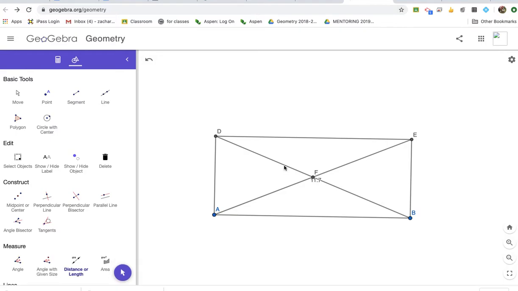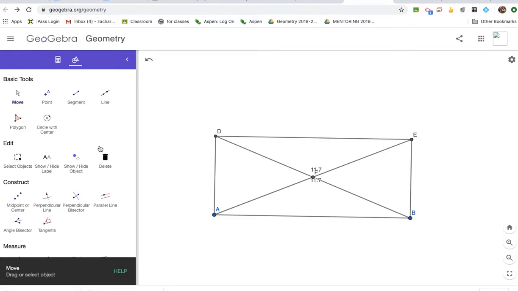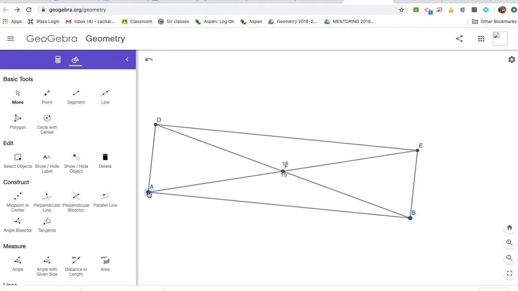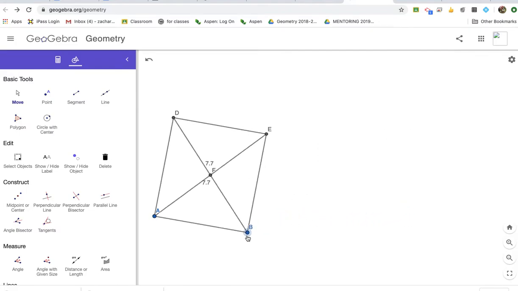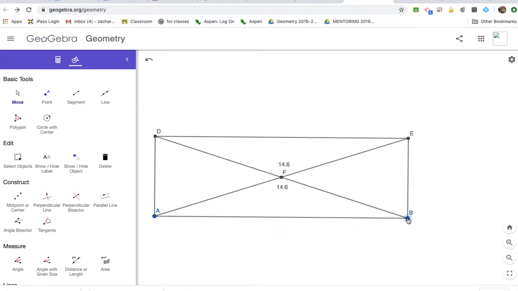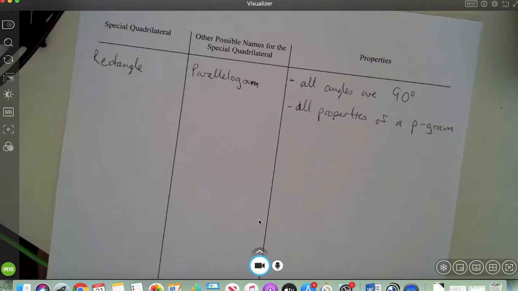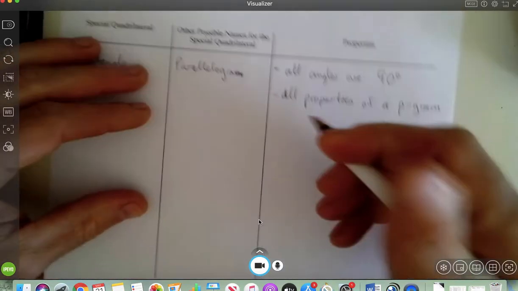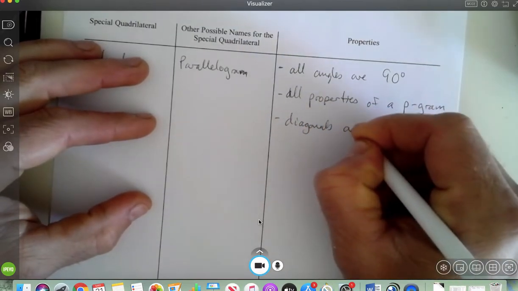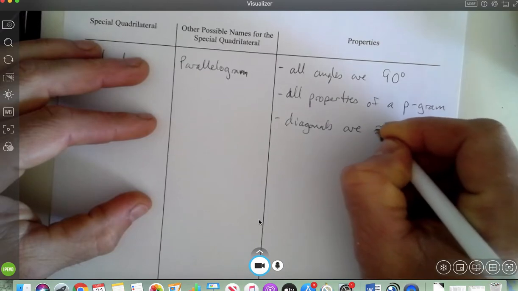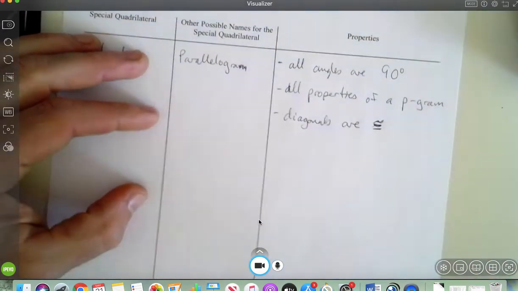So let me measure this right here. That's 11.7. If I measure this right here, that's 11.7. So in this case we have the two diagonals, and no matter where they are, let me look at those two measurements. Remember, these measurements are the lengths of the diagonals. No matter where these points are located, you can see that the diagonals are congruent. So we go to our chart and add that in as one of our new properties: diagonals are congruent. That's the most important property we have there. Diagonals are congruent to each other.